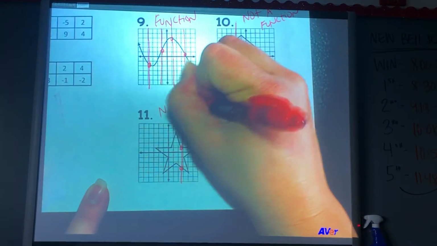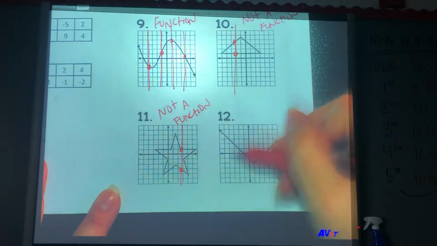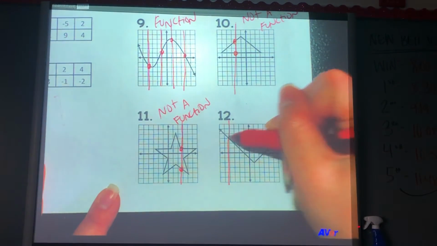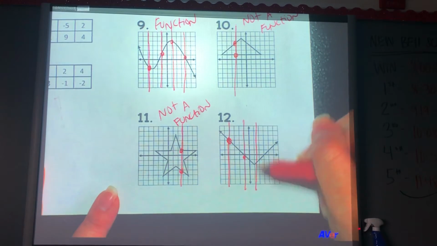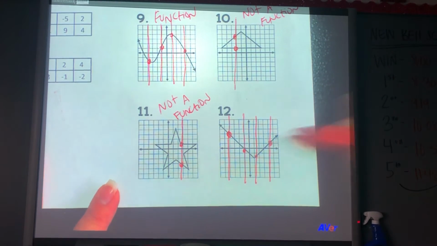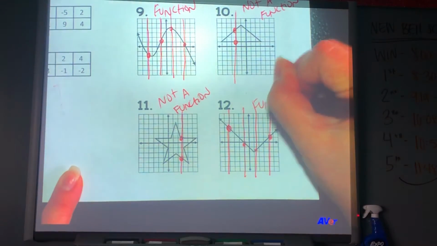Not a function. And then this one, I draw a vertical line here, and it only touches once, which is good. Let me try a few different places just to make sure that it only ever crosses one time, and it does. My vertical lines aren't very pretty, but they're useful. This one is a function.